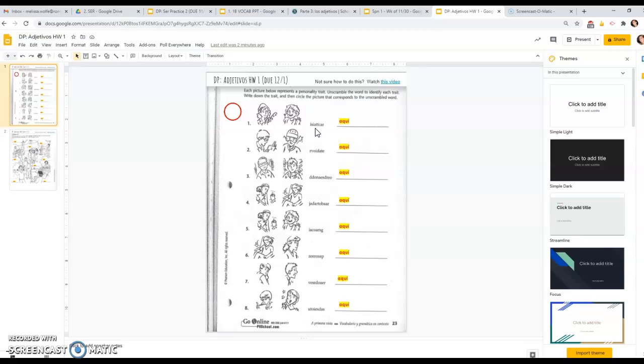And I see an I with an accent. Artistic. And then I think it's going to end in an A because I don't see an O. So then it must be artístico. So you're going to figure that out. Type that in right there.